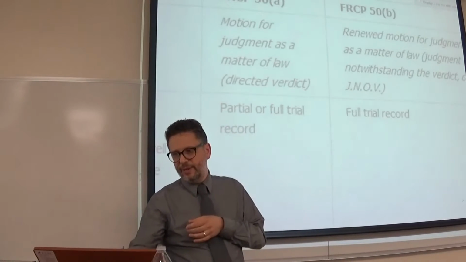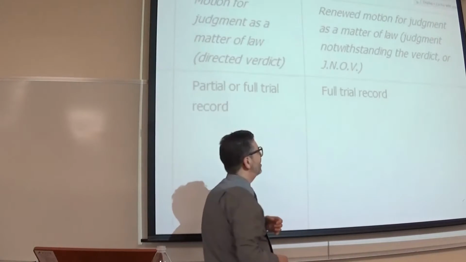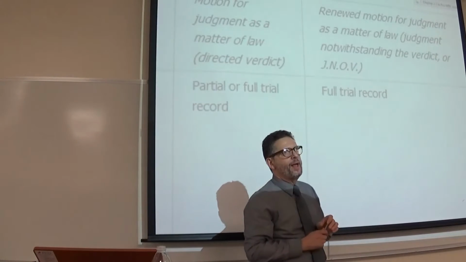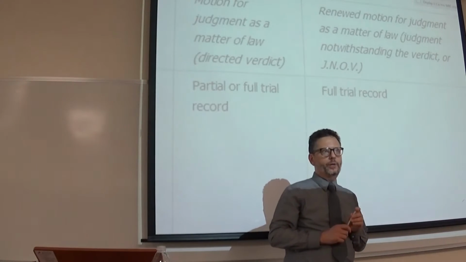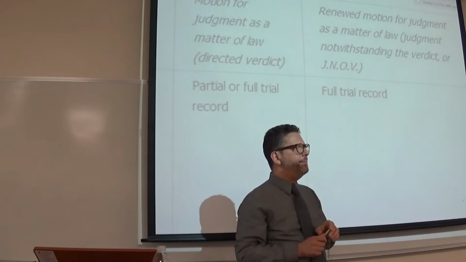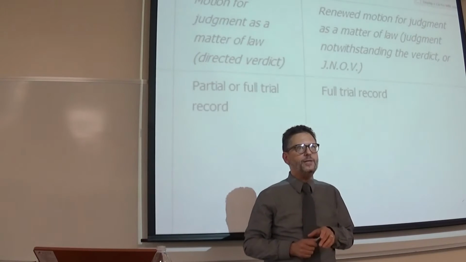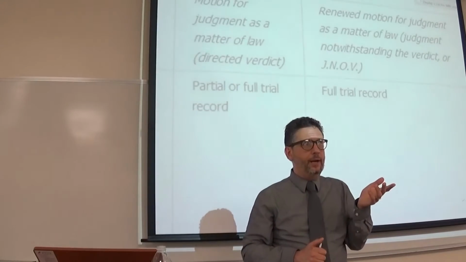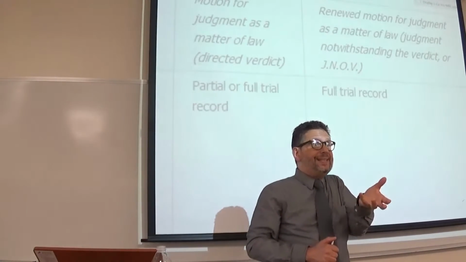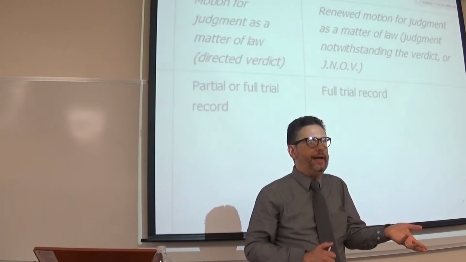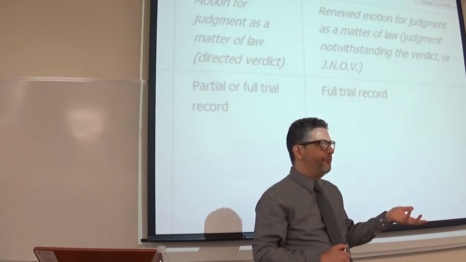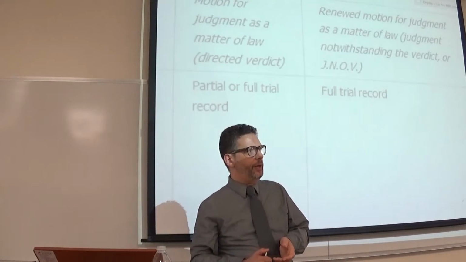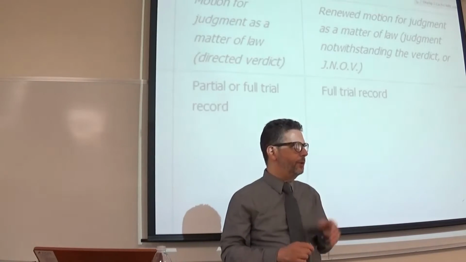Compare that with a 50B, a renewed motion for judgment as a matter of law, all right? That means there's already been a jury trial. It's been submitted to the jury. The jury has issued a verdict. And now the judge isn't asking whether we need gatekeeping. The question is now, do we change the verdict, right? Do we take the verdict away from the winning party and issue a verdict for the other side, right? So it's not a gatekeeping matter at all.